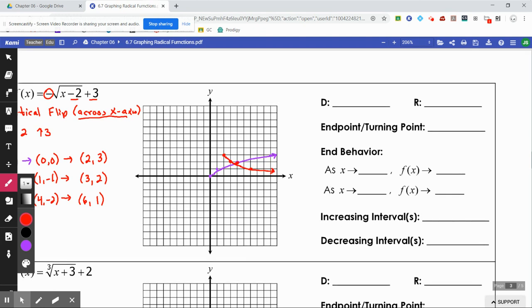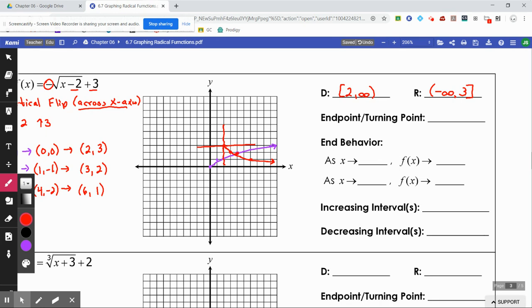My domain now starts here, so that'd be from 2 to infinity. My range values are here and down. You always count range from bottom up. So that's going to be everywhere from negative infinity up to that y value of 3. My turning point, again, was at 0, 0, and it's now here at 2, 3.